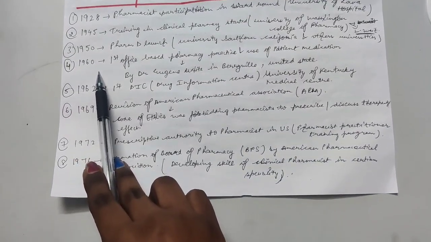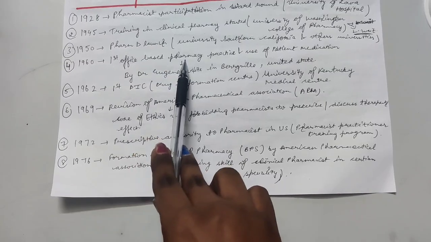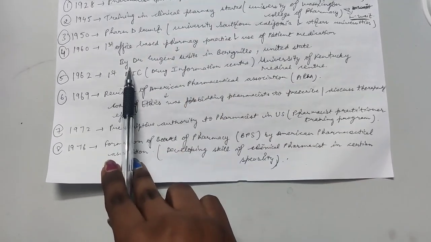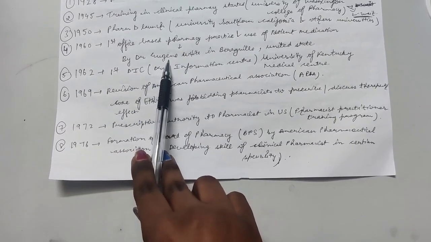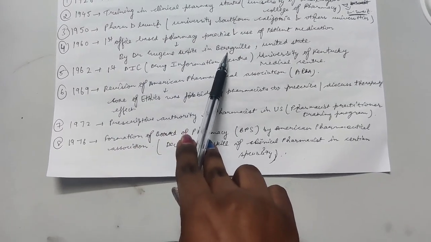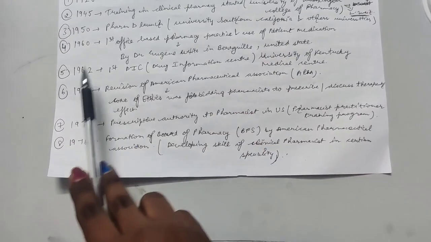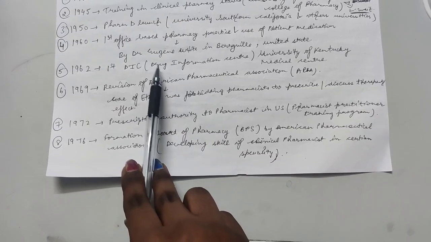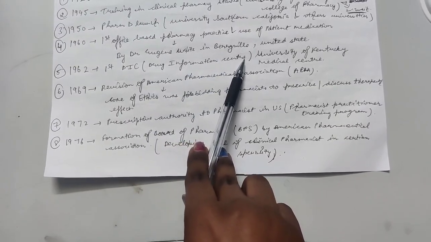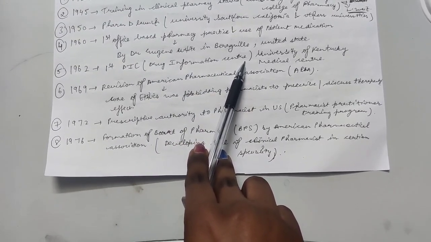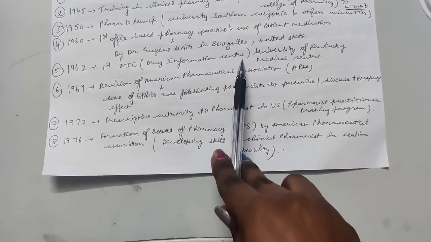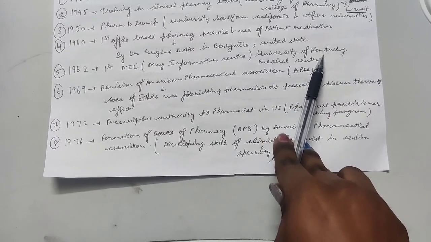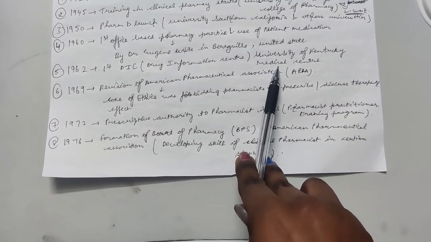In 1960, the first office-based pharmacy practice and use of patient medicines by Dr. Eugene White in Berryville, United States. In 1962, the first DIC, that is Drug Information Center, was made, which gives information about the drugs, how to take, when to take, by the University of Kentucky Medical Center.